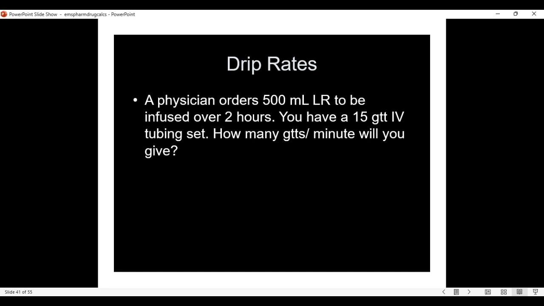Physician ordered 500 ml LR to be infused over 2 hours. You have a 15 drop IV tubing set. How many drops per minute would you give? Pause the video, use that formula I just gave you, and get it figured out. When you get it done, just go ahead and come back.